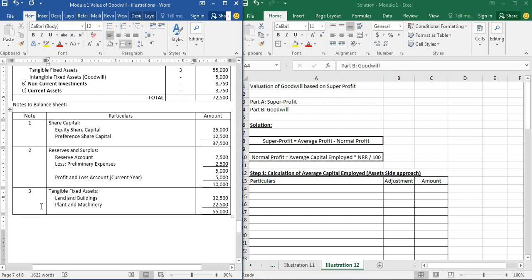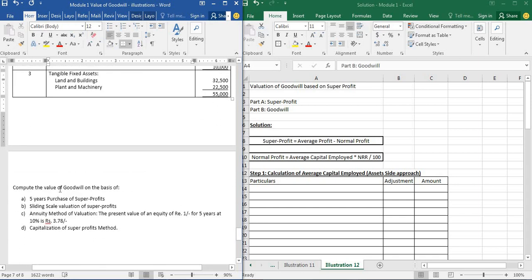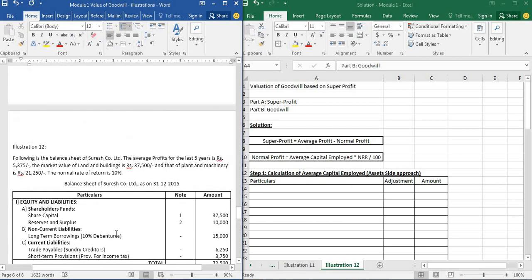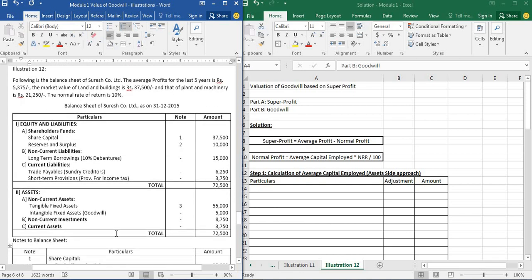Then we have tangible fixed assets, land and building, and plant and machinery. We are supposed to calculate goodwill on the basis of 5 years purchase of super profits, sliding scale valuation of super profits, annuity method of valuation of super profits, that is, the present value of an annuity of ₹1 for 5 years at 10% interest is ₹3.78. So they have given us the annuity value as well. And last is the capitalization of super profits method. So this is the illustration. Let us begin with the solution.